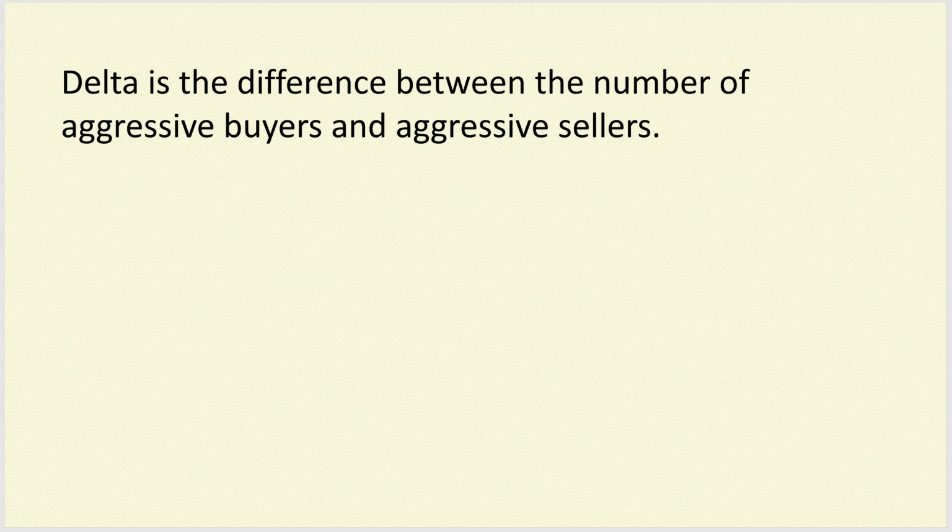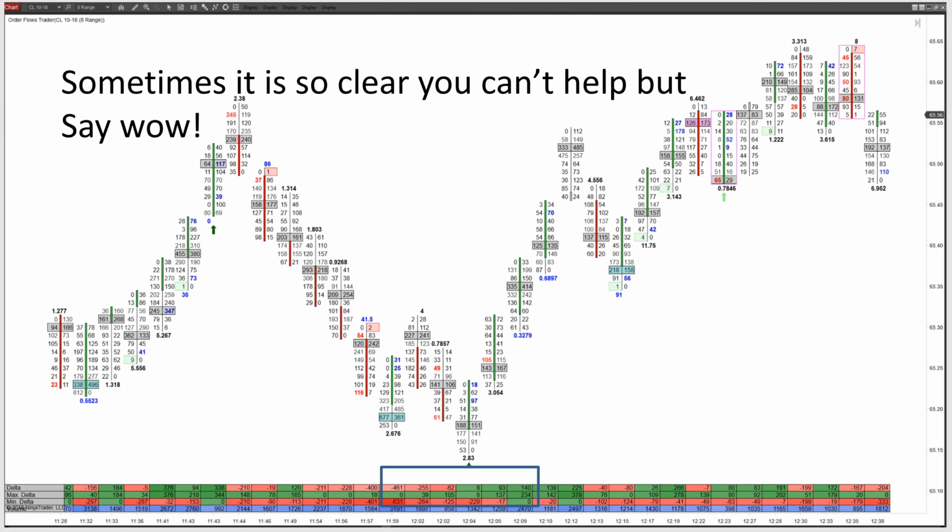Now, delta is the difference between the number of aggressive buyers and aggressive sellers in that bar. I should put that there, in the bar. And that's important because once you start noticing how many aggressive buyers or aggressive sellers there are, one side is often going to be much stronger than the other side, and that's going to give you a clue into what is going on in the market.